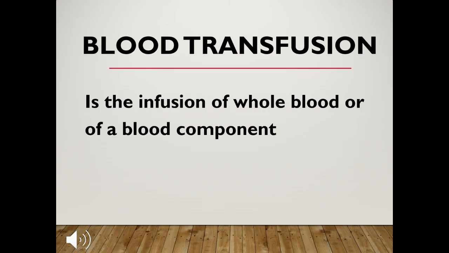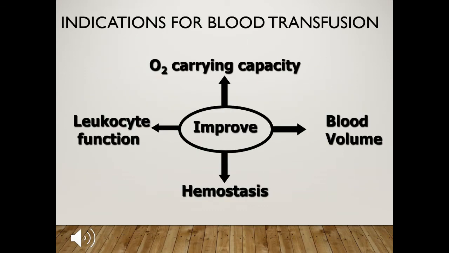So, as a definition, blood transfusion is the infusion of whole blood or blood component in a patient. The main indications of blood transfusion are first, to improve oxygen carrying capacity and blood volume, that's for red blood cell or whole blood. Second, to improve hemostasis, and that is for platelets and plasma products. And third, to improve leukocyte function, usually given by the granulocyte transfusion.